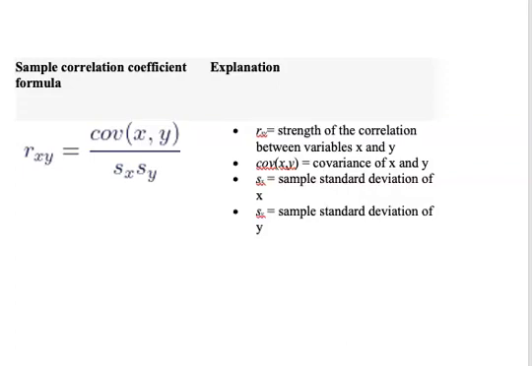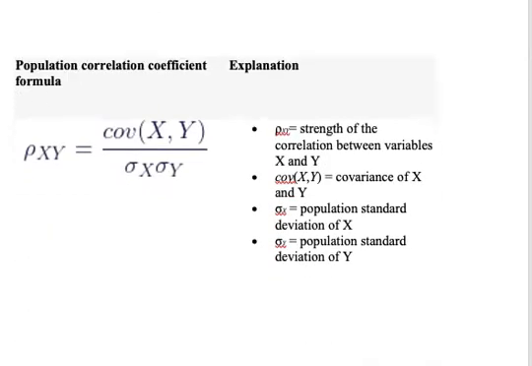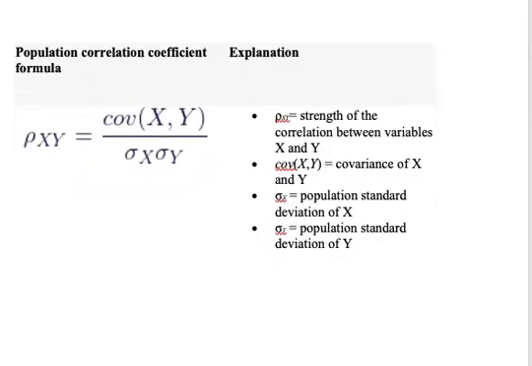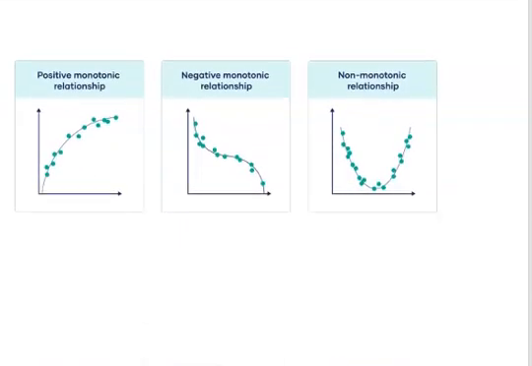The sample correlation coefficient uses the sample covariance between the variables and their sample standard deviations. So these are the two differences. The population correlation coefficient uses the population covariance between variables and their population standard deviations. So this is the formula for the population when we are using Pearson correlation on the whole population.